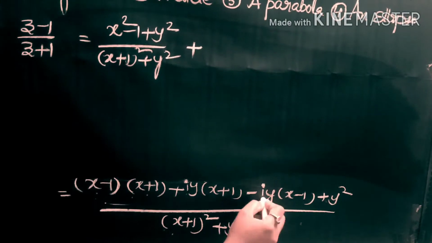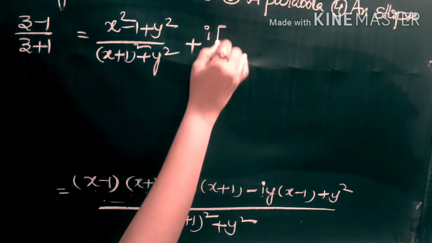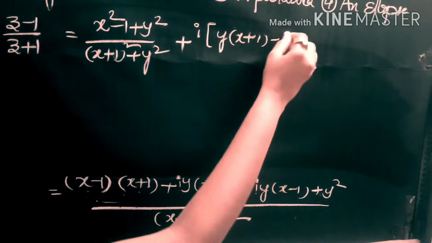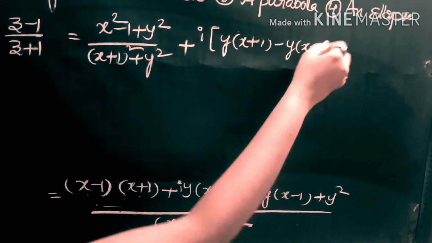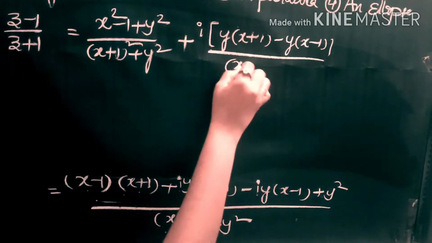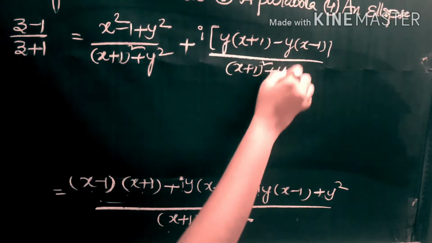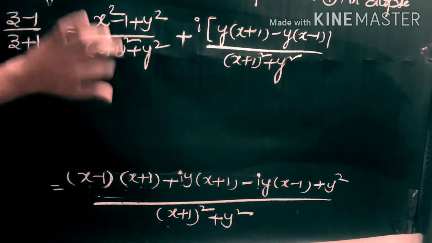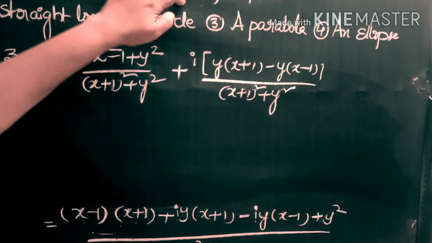For the imaginary part, we take the i values by taking i common: i into [y into (x plus 1) minus y into (x minus 1)]. This is the imaginary part, over (x plus 1) whole square plus y square. Now this is the value of (Z minus 1)/(Z plus 1). What is given? arg of (Z minus 1)/(Z plus 1) is equal to pi by 4.